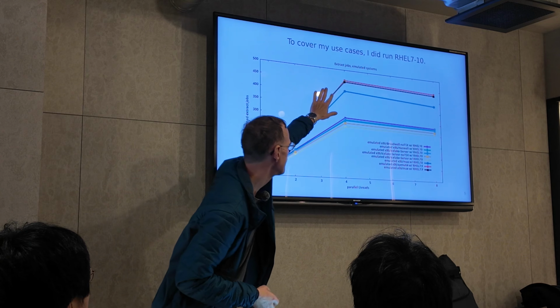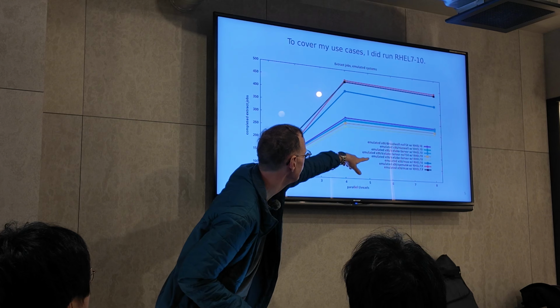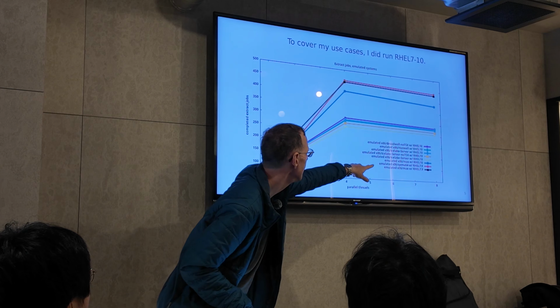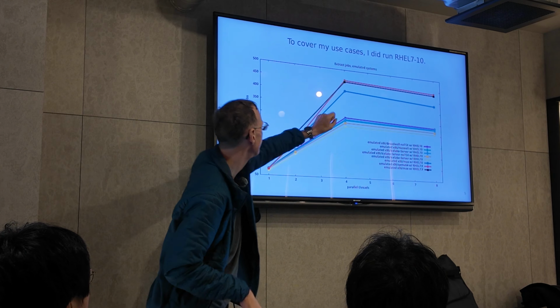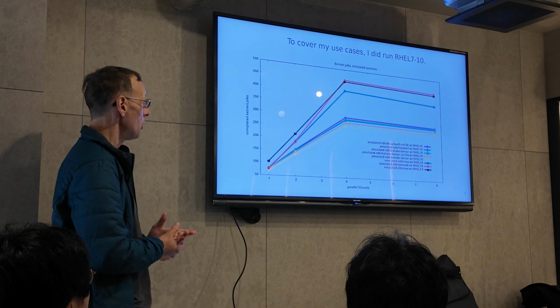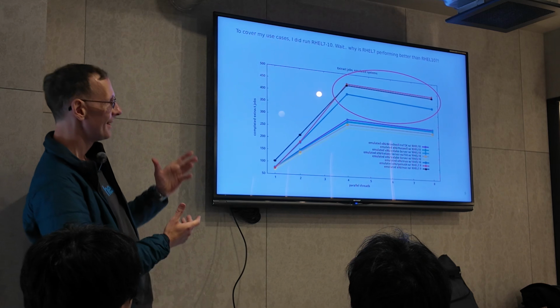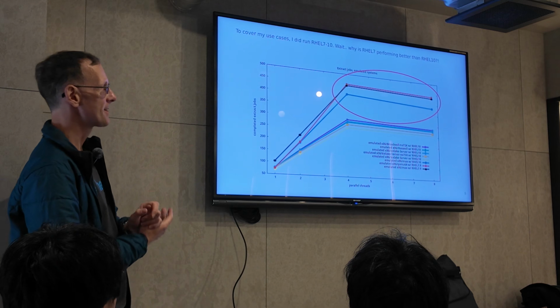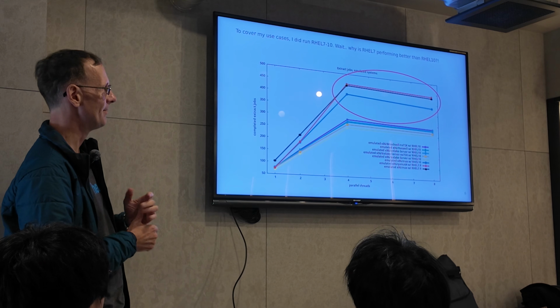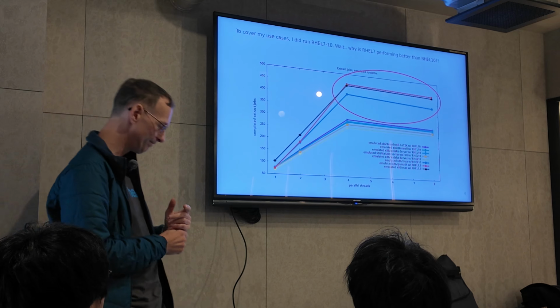What's this one here in the middle? Emulated Haswell. No, this is actually this one here. So, what's strange about this? RHEL 7 is doing better than RHEL 10 on this one. Now, why is this?